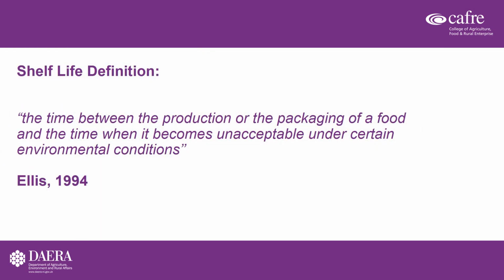Shelf life is described as the time between the production or packaging of a food and the time when it becomes unacceptable under certain environmental conditions. Generally, unless food products are made for immediate consumption, they're required to have a shelf life attributed to them. The shelf life acts as a guide to the consumer of the period of time the food product can be kept before it starts to deteriorate. This is provided any storage conditions set by the food business operator have been followed throughout the storage, distribution, retail and consumption stages.